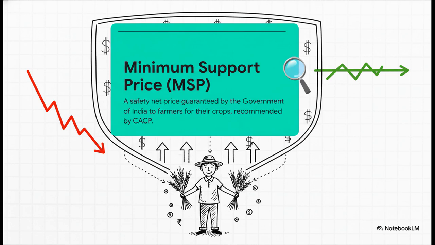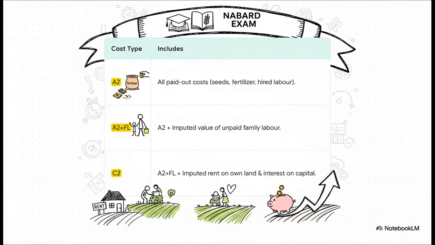But what happens if the market price just totally crashes? That's where the minimum support price, or MSP, comes into play. You can think of it as an insurance policy from the government. It's a guaranteed minimum price to protect farmers from a sudden, sharp fall in prices. It's a safety net.